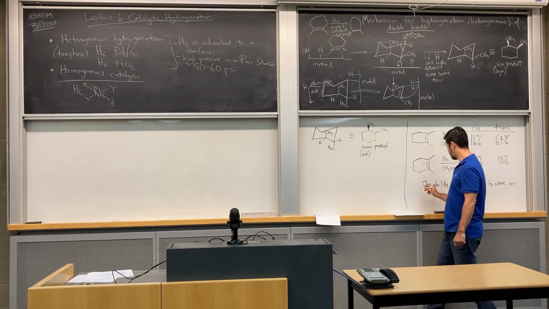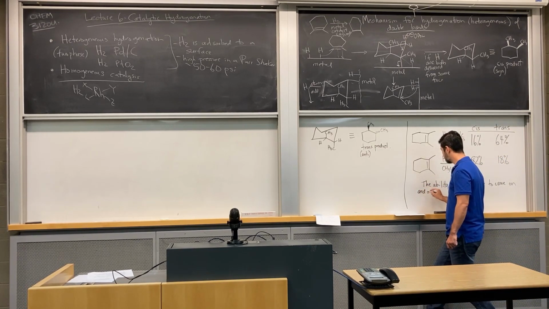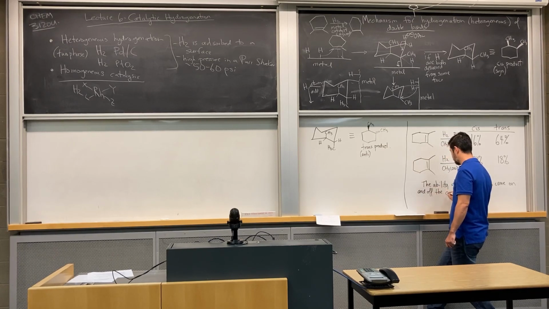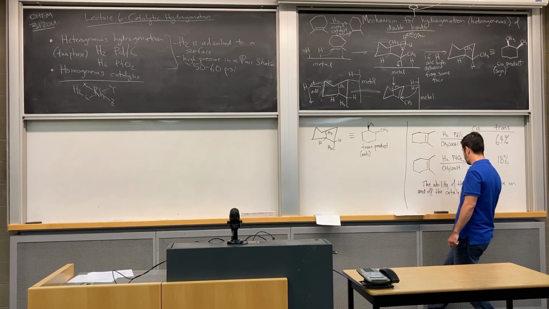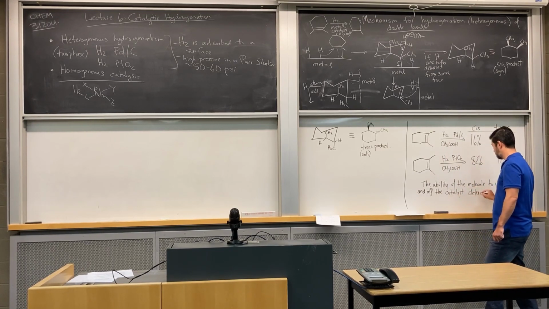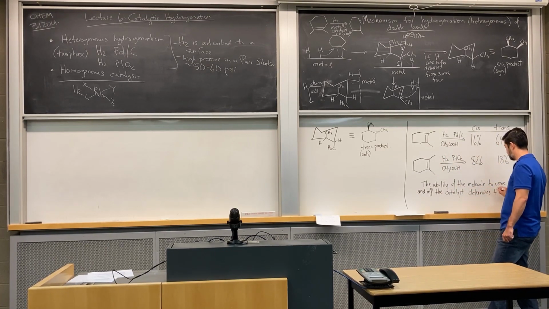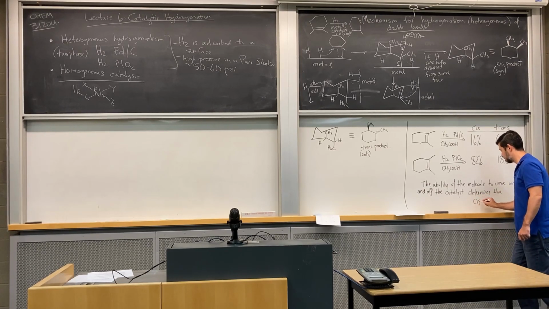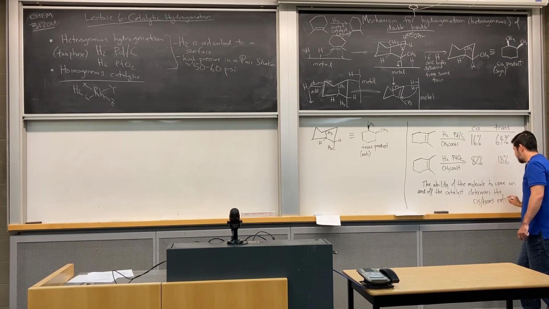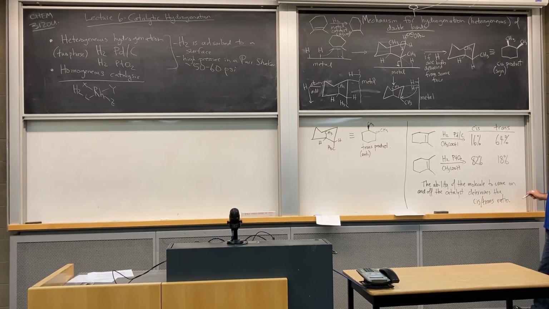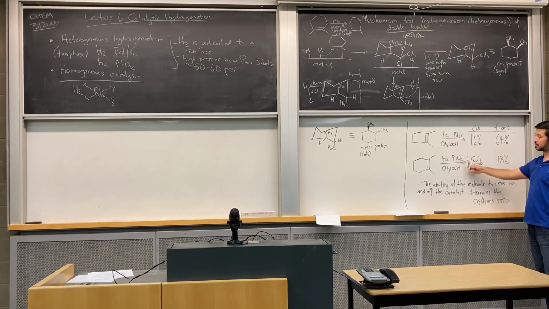The ability of the molecule to come on and off determines the cis to trans ratio. So for this reaction here, the molecule can come on and off the catalyst much easier compared to this one here, because we get a higher trans ratio for this top reaction, higher cis ratio for the bottom one.